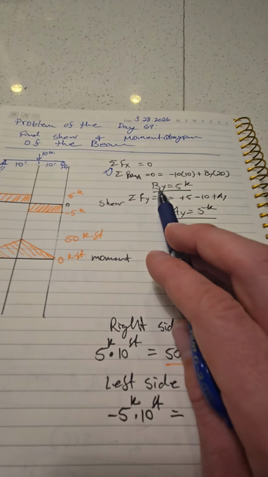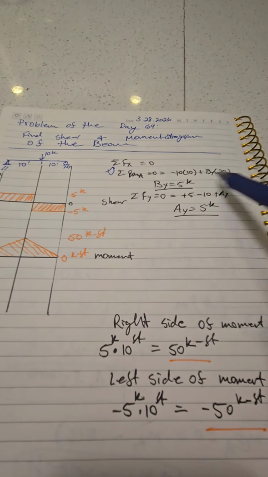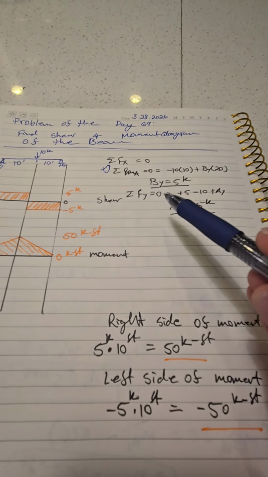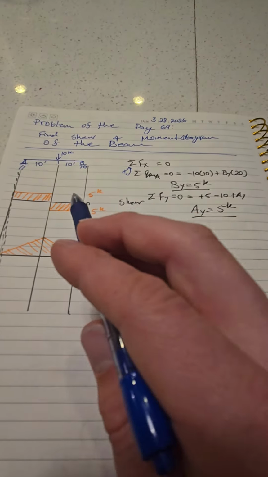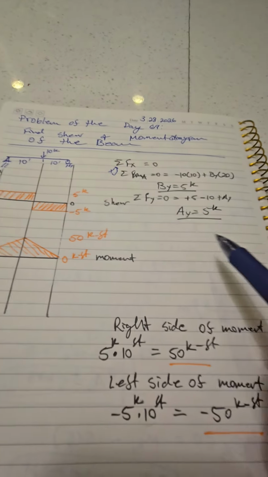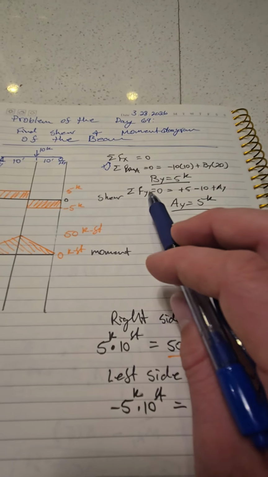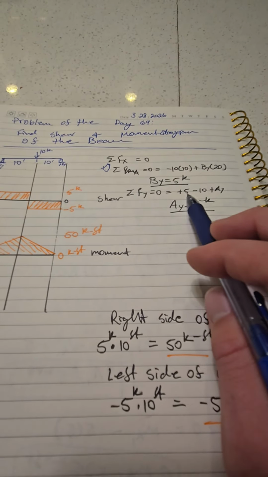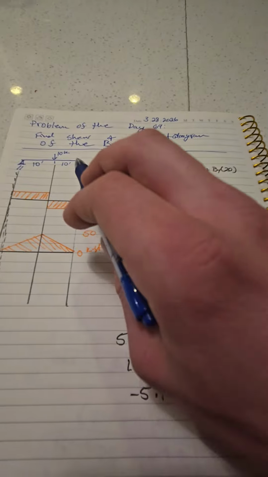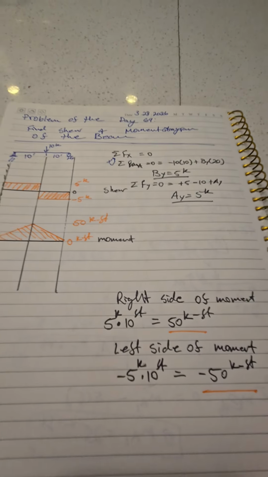And then once you solve for By by moving this term over here and dividing by 20, you get By equals 5 kips. Then sum of the forces in the Y. We're trying to find this AY point, and you end up getting 5 kips because sum of the forces in Y equals 0 plus 5, which is that By term, minus 10 kips plus AY. And that comes out to 5 kips.